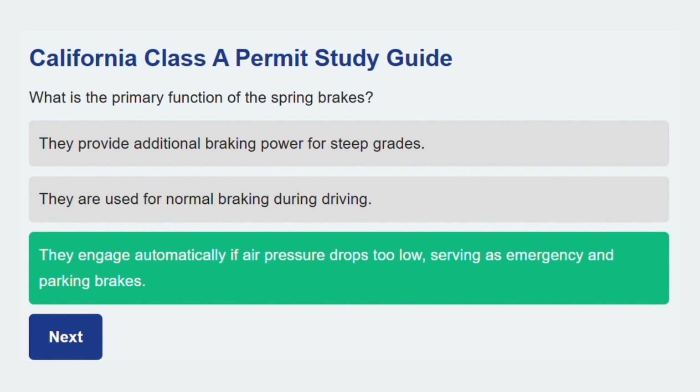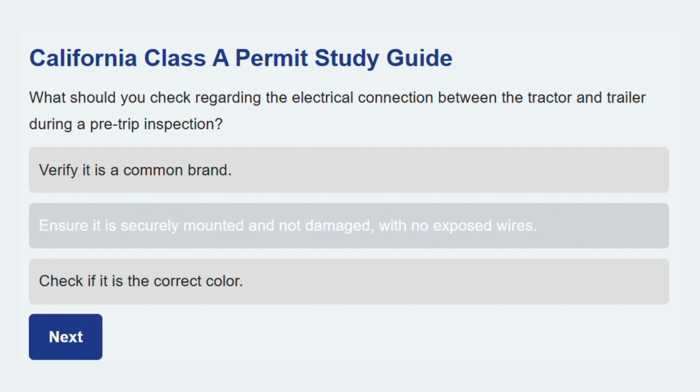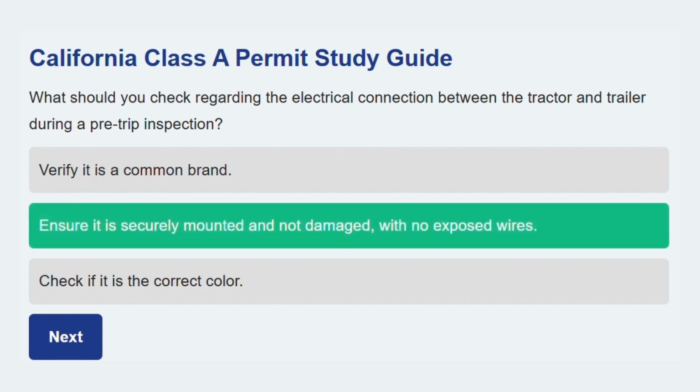Let's get to this one. What should you check regarding the electrical connection between the tractor and trailer during a pre-trip inspection? Ensure it is securely mounted and not damaged, with no exposed wires. A faulty electrical connection can disable lights and other essential systems.